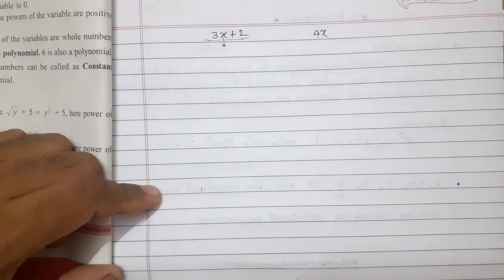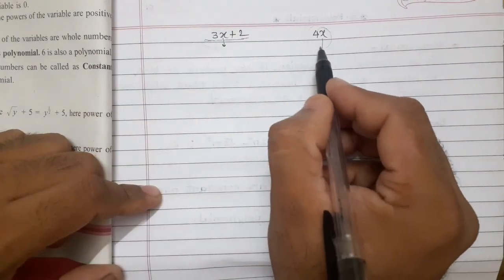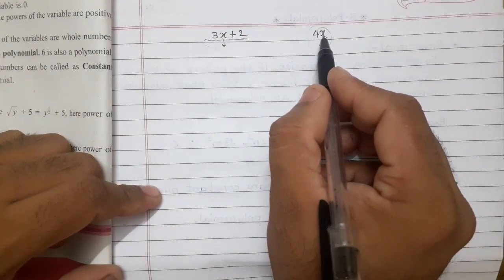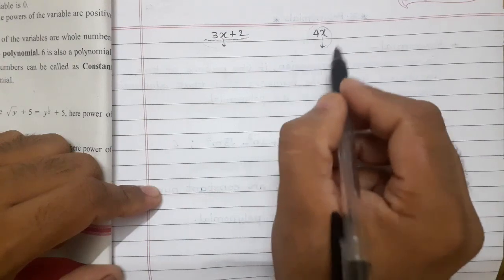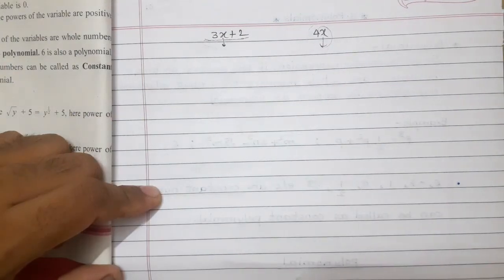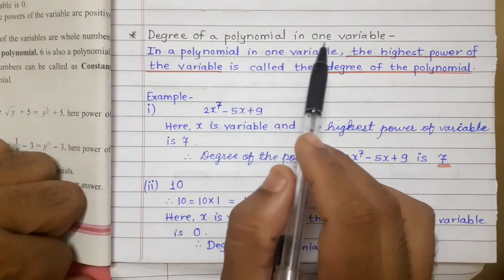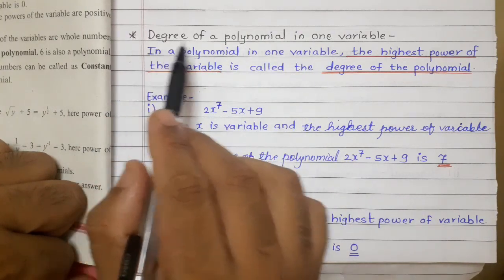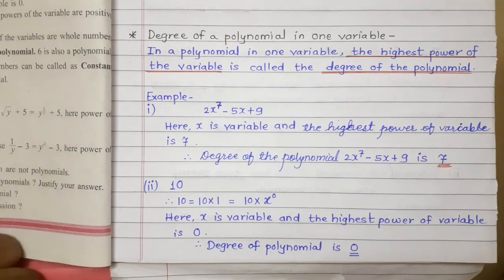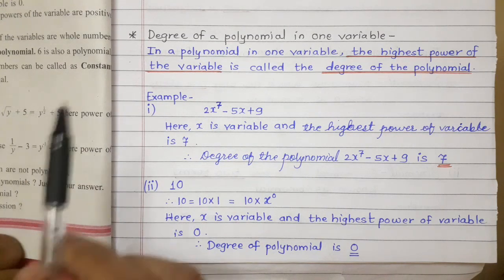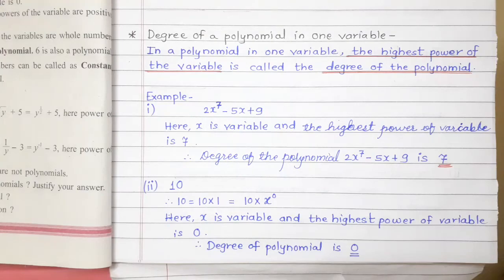4x, so here in this polynomial only one variable x is there, so it is a polynomial in one variable. And here we have to find out the degree of the polynomial. First we will see what the degree of a polynomial is.